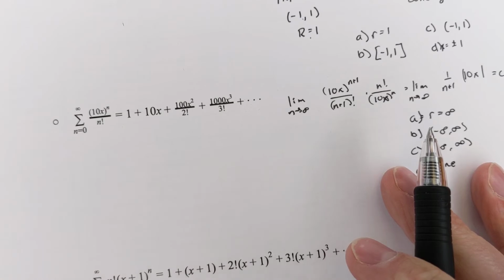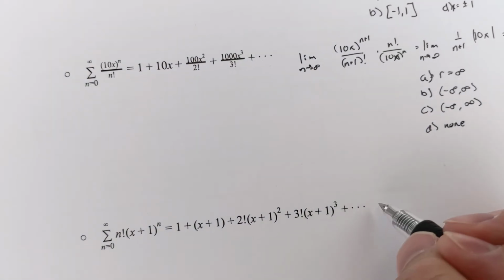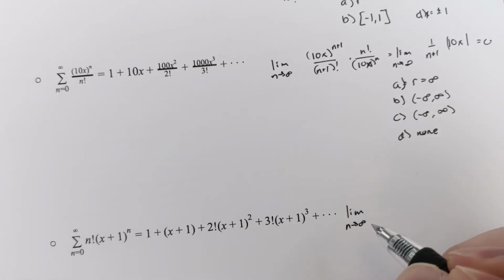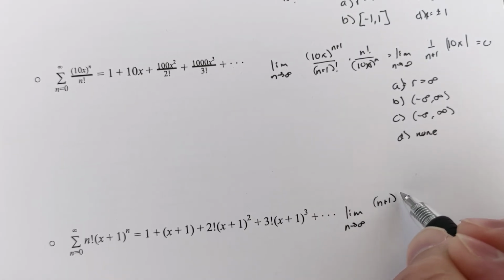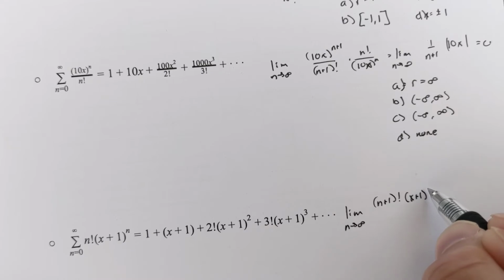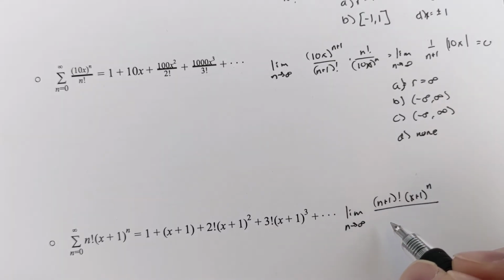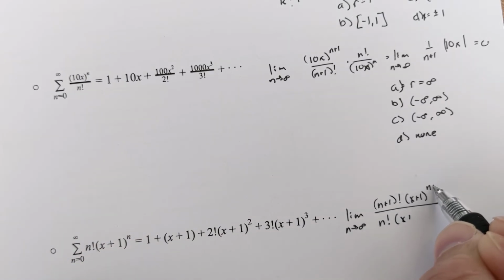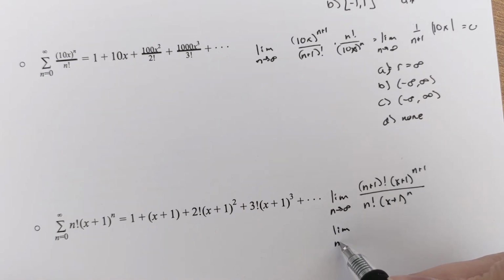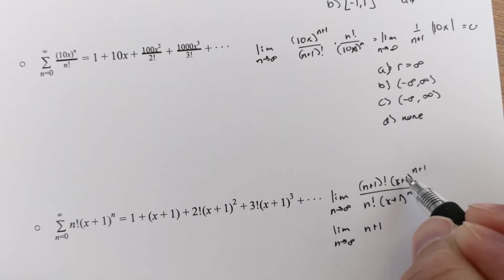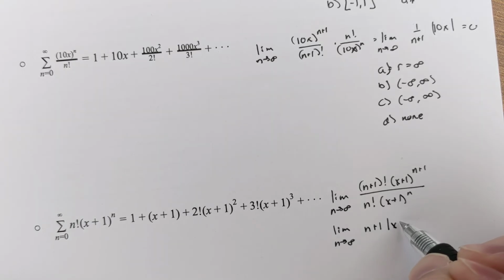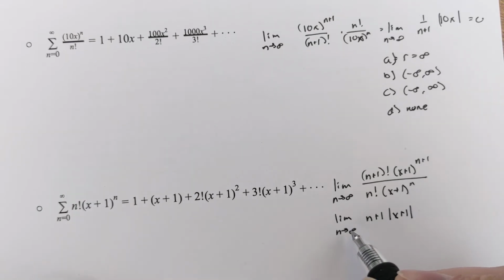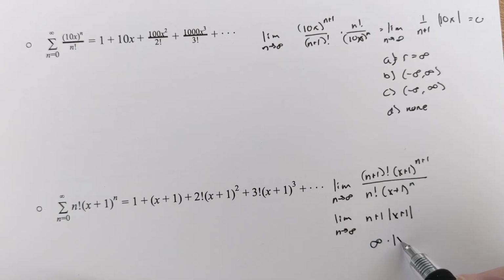All right, so let's look at this guy. So ratio test, limit as n approaches infinity, n plus 1 factorial times x plus 1 to the nth, all over the original. Notice I didn't have to do the flip because my original isn't a fraction. Oops, that should be plus 1. Okay, so this is going to become the limit as n approaches infinity of n plus 1. So that's what this reduces to. This is going to reduce to just the absolute value of x plus 1. So this becomes infinity times the absolute value of x plus 1.